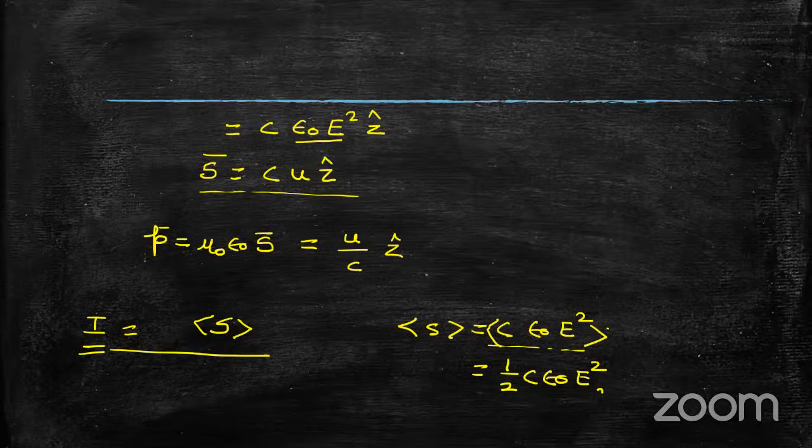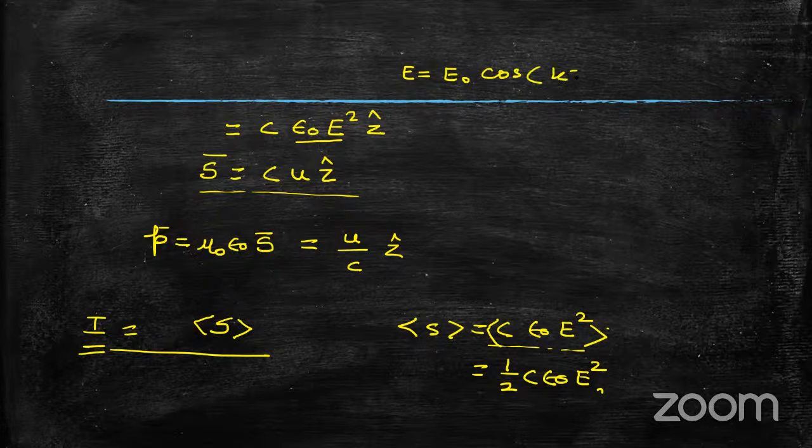Right? So I have written 1 by 2. But what should I write for E? Should I write E as it is? E naught, because E is equal to E naught into cos of kz minus omega t plus delta. Right? Now when we take the square and do our averaging, the cos term is gone from the picture. What remains is E0.